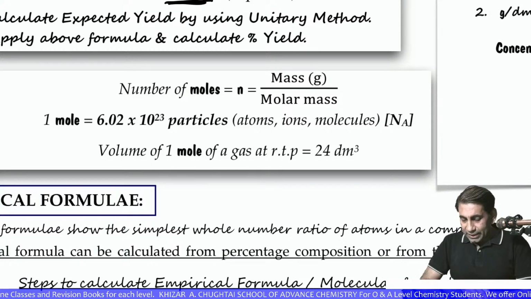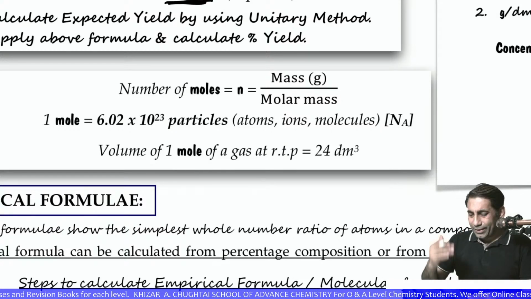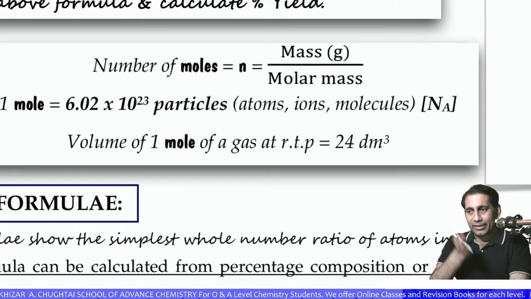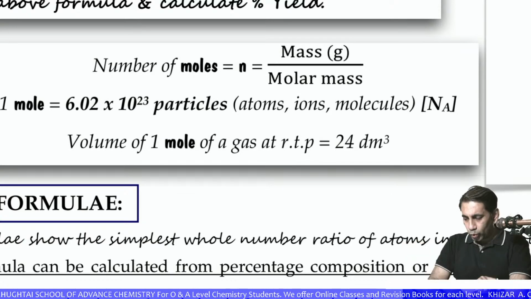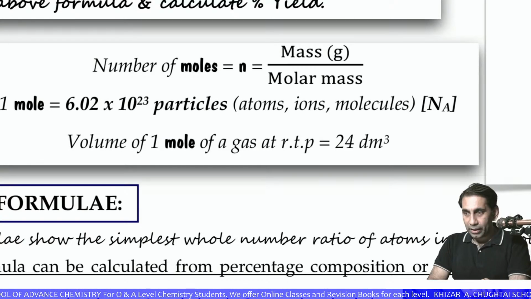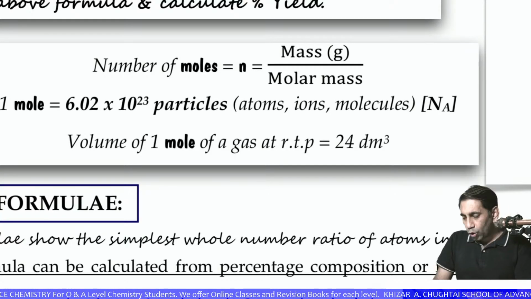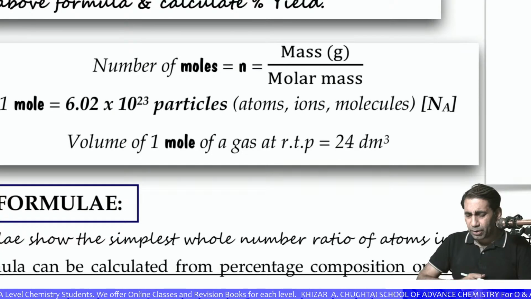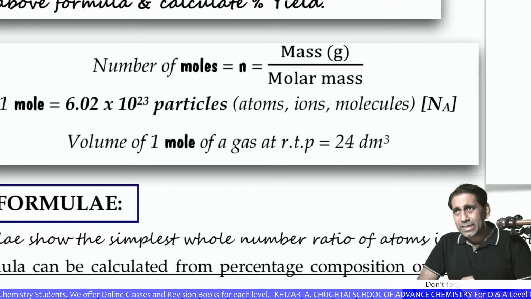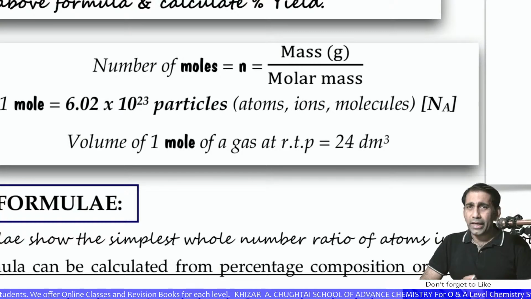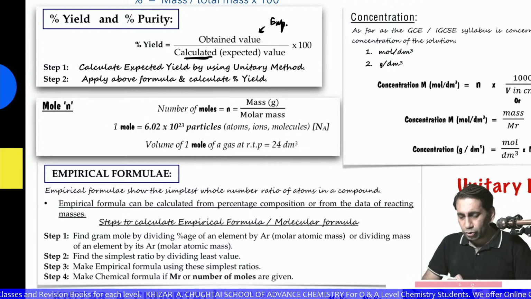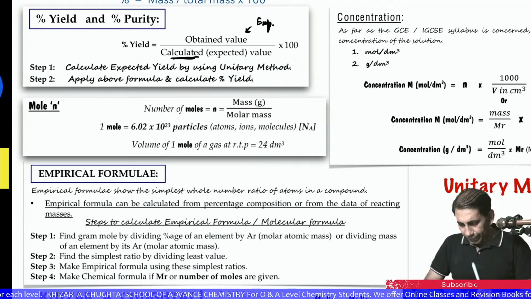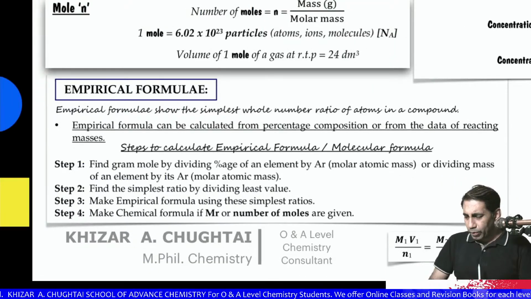The third one, and once again the typical one, is you can change volume into mole of the gas, or the mole of the gas can be converted into the volume at RTP. This RTP is room temperature and pressure. 1 mole of a gas is equal to 24 dm cube at room temperature. If the gas is kept at room temperature, then its volume will be 24 dm cube. The next one is the steps to calculate the empirical formula.